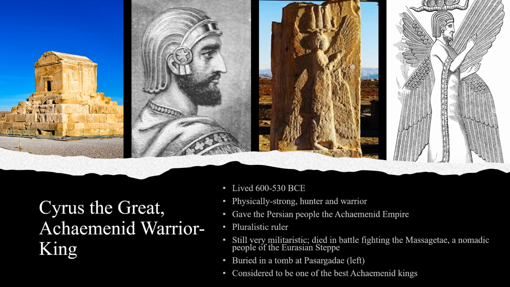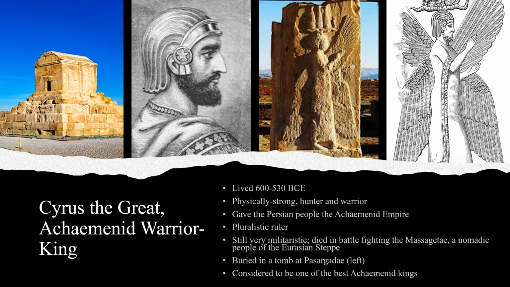Here is Cyrus the Great, the Achaemenid warrior king. Cyrus lived from about 600 to 530 BCE. 70 years, a good long life by ancient world standards. The evidence suggests that Cyrus was healthy and physically strong, being a hunter and a warrior.